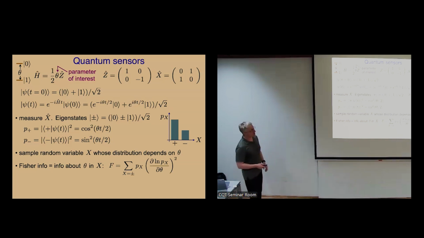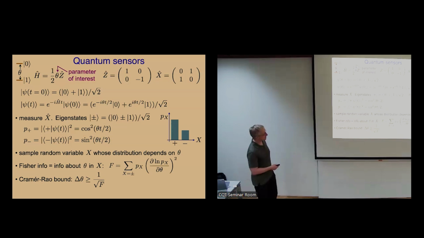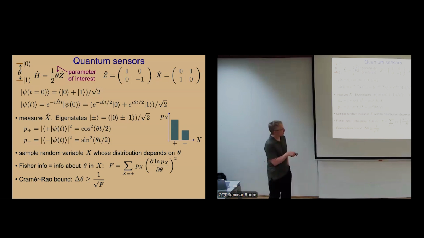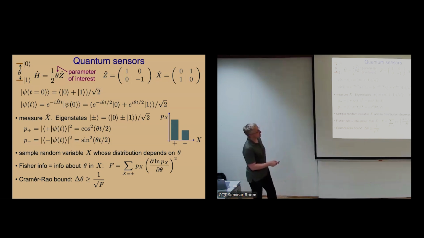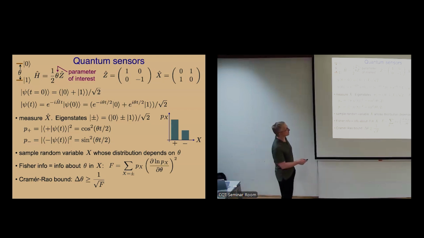But the reason why this particular formula is important is because of this Cramér-Rao bound. The uncertainty delta theta in our estimate of theta, in the measurement of theta, after a single shot is lower bounded by 1 over the square root of the Fisher information.